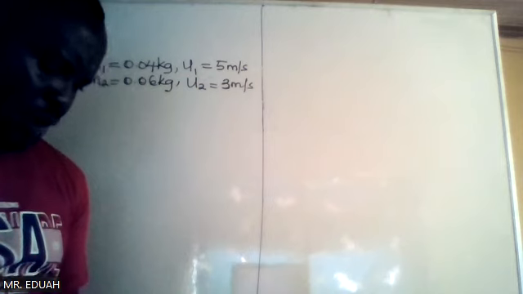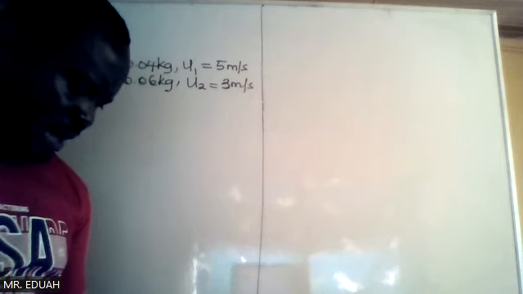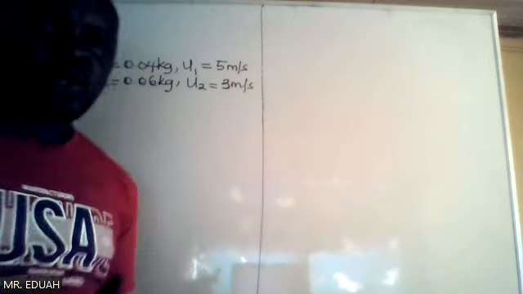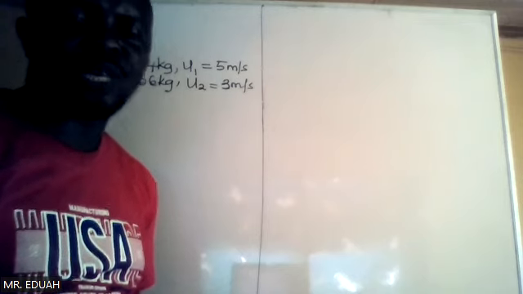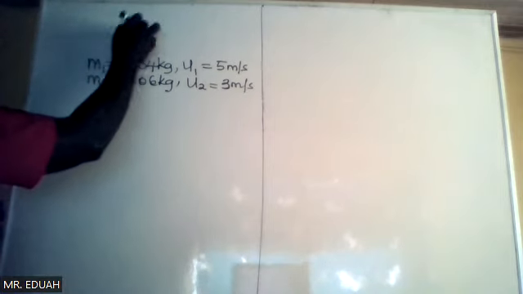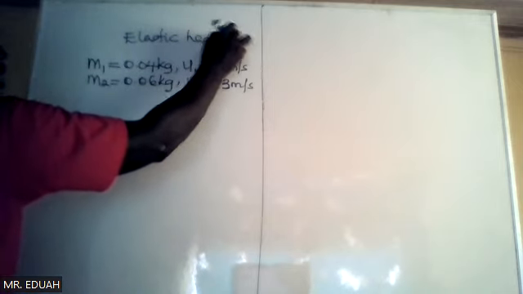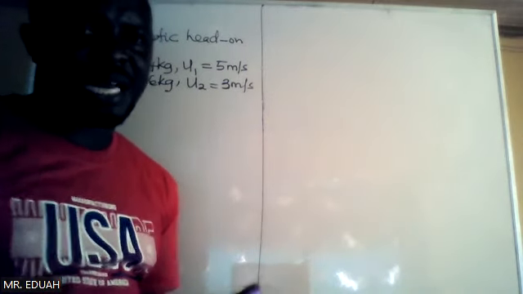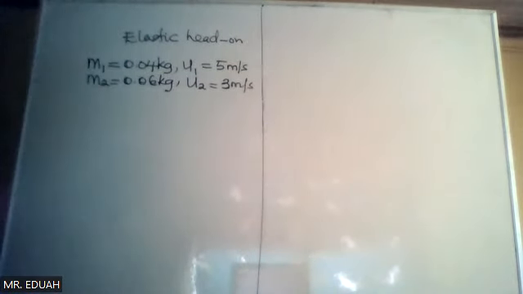Now the two masses have an elastic head-on collision. So the kind of collision they were involved in is an elastic collision, a perfectly elastic head-to-head collision. Another important thing you must understand is that you must find out the kind of collision. Is it elastic or inelastic?